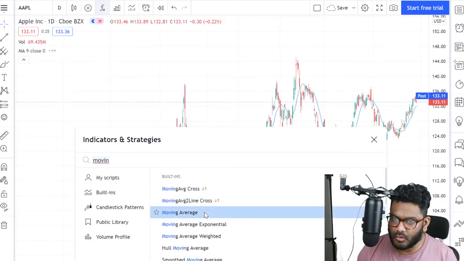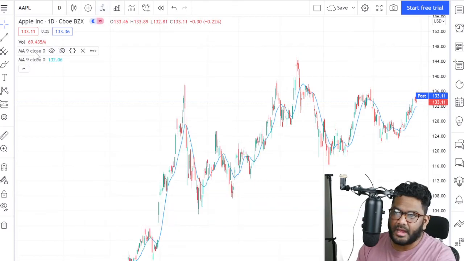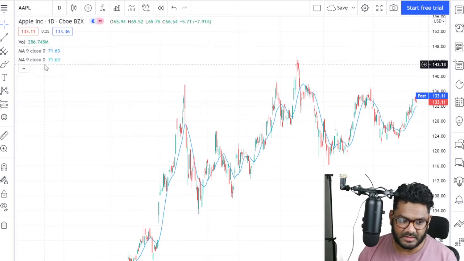I will tell you why I need two. If you just click twice, you will get two moving averages. By the way, I'm using TradingView for this purpose. This is not the actual tool that I wanted to use for this purpose. I will take you to another tool from here. Just give me some time for that.